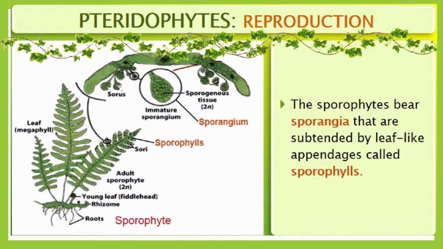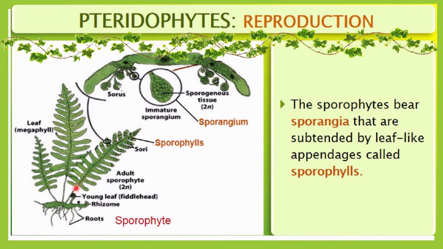Now let me discuss reproduction in pteridophytes. As I told you in the previous slide, the pteridophyte has a main plant body as a sporophyte, or we can say the dominant phase of the pteridophyte is the sporophyte. Here you can see the sporophyte structure of a plant. The sporophyte will bear sporangia on a specific region, and the specific leaf on which the sporangia are present is called a sporophyll. So be very clear, this is the whole structure of the sporophyte phase.